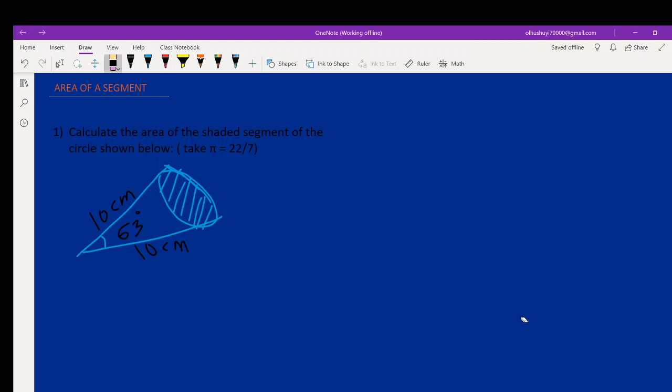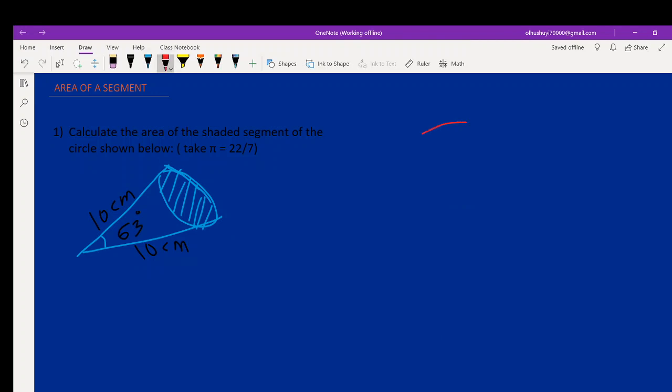Welcome back to our series on shapes, areas and perimeters of shapes, and properties of a circle. Now we're talking about the area of a segment. How do we get a segment from a circle?